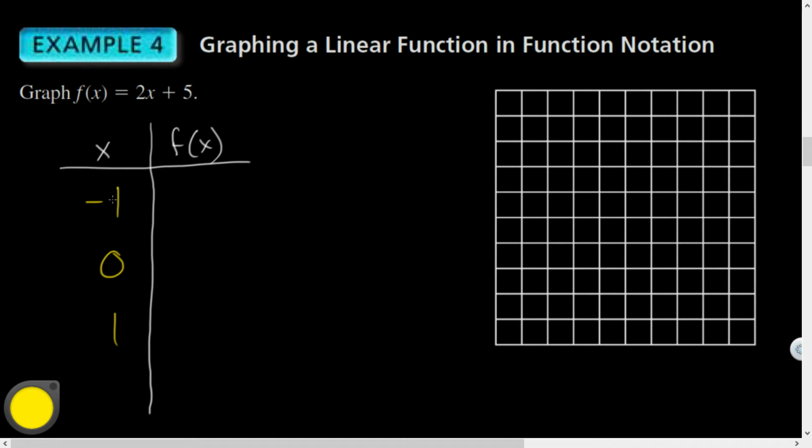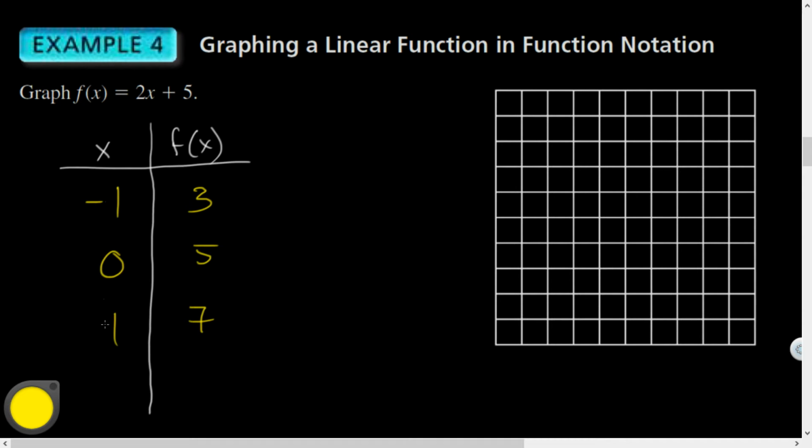What is f of -1? I'm just going to do this in my head. Ready? Follow along. 2 times -1 is -2. -2 plus 5 is 3. All right? Plug in 0. 2 times 0 is 0. 0 plus 5 is 5. And 2 times 1 is 2. 2 plus 5 is 7.